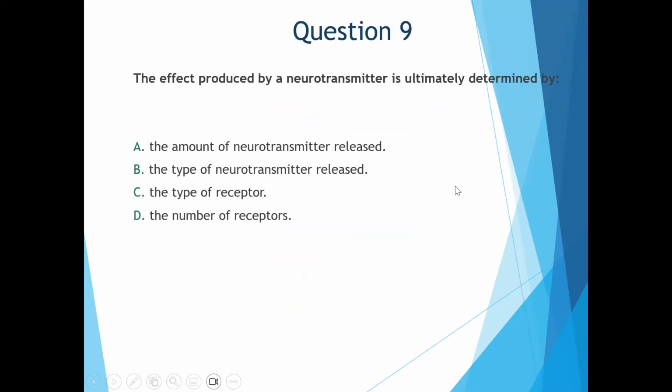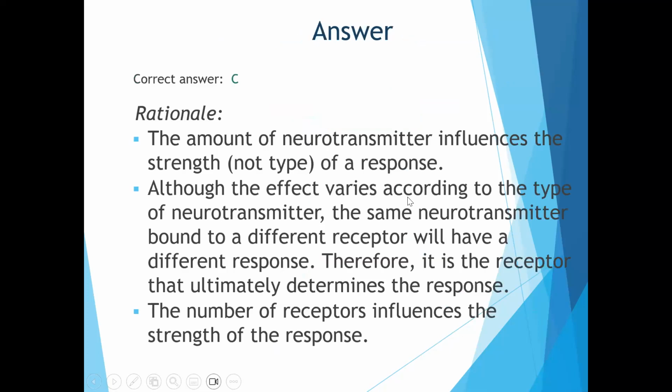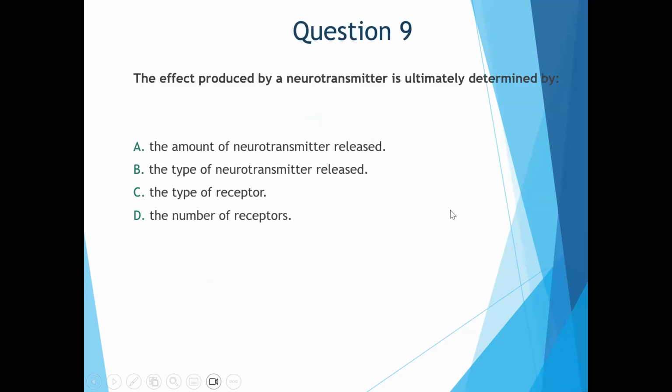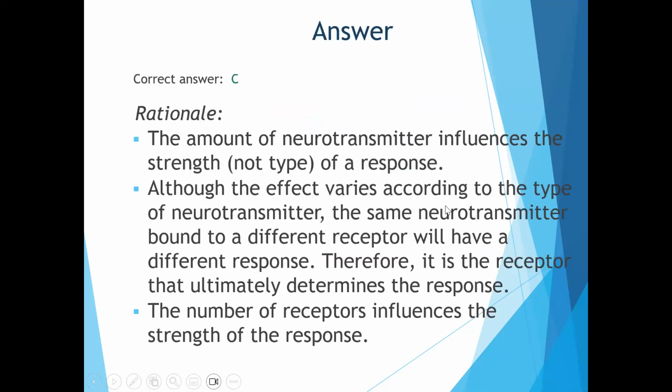Okay, the effect produced by a neurotransmitter is ultimately determined by A, the amount released, B, the type of receptor, or C, the number of receptors. And the answer is going to be C. So this one you really kind of had to think about a little bit. The amount of the neurotransmitter may influence the strength of the response, but not the actual type of response.